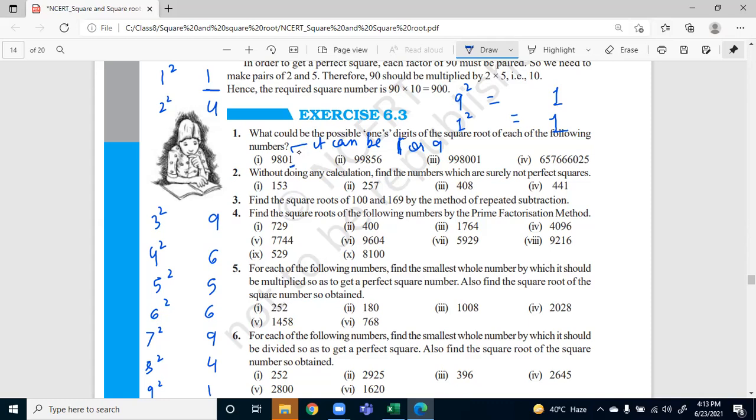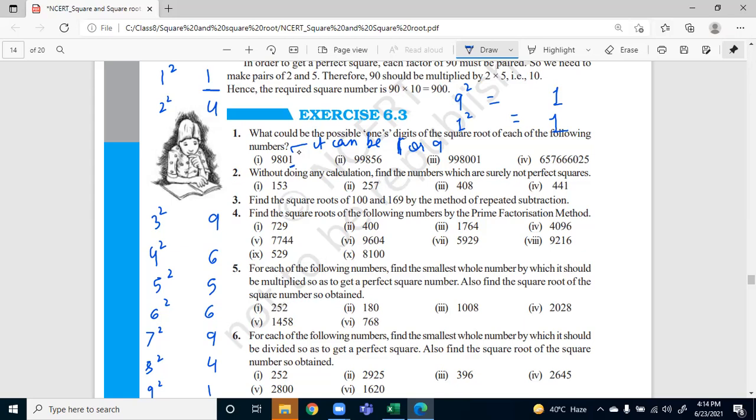So please complete the rest of the second, third, and fourth parts. Ma'am, I have done. Okay, yes Mahika. Can you tell about the second part? What should be the correct answer?